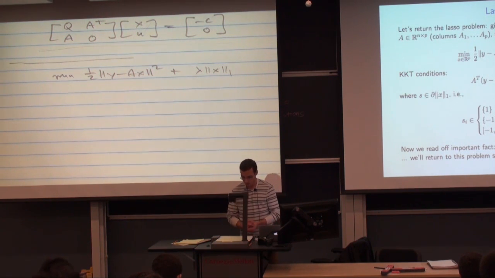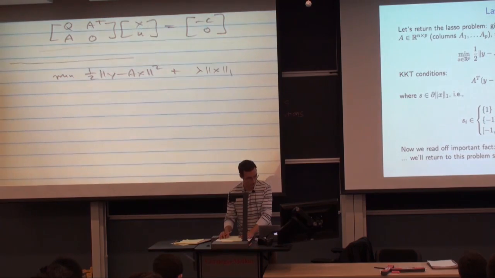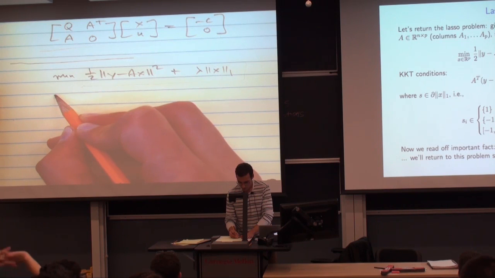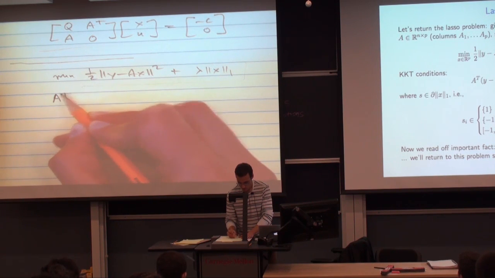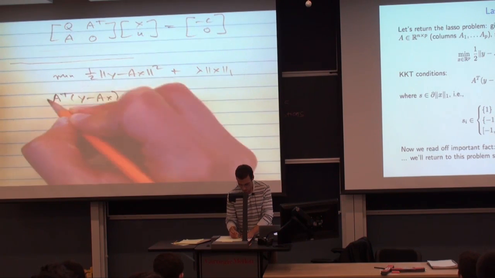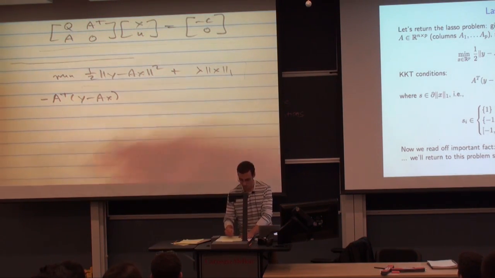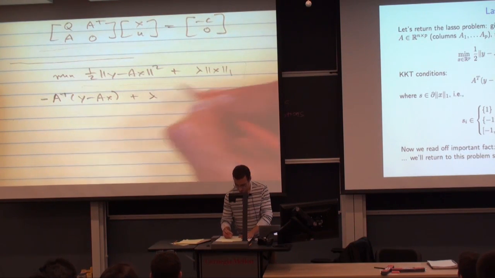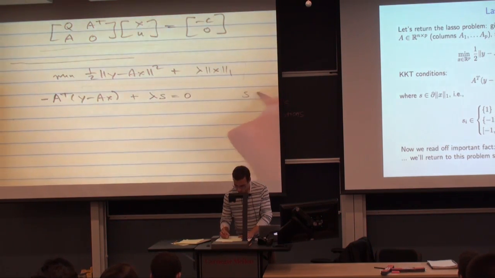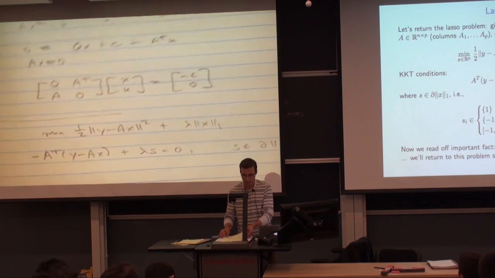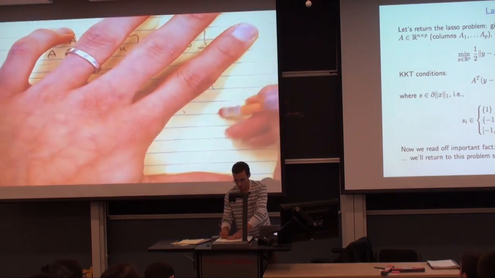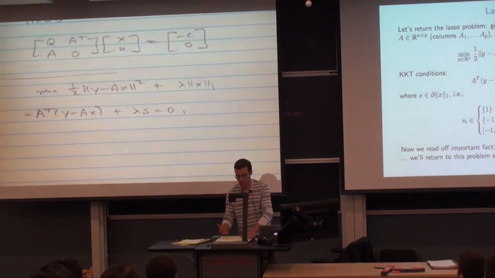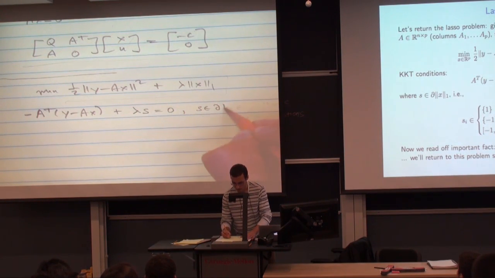So what are the KKT conditions? Again, let's look at the stationarity condition. There are no constraints here, so that just tells me that if I take subgradients of this, it has to be equal to 0. And that ends up being A transpose (y minus Ax), actually there's a minus sign there, plus lambda times s equals 0, where s is a subgradient of the one norm at x. So this is an example in which I called something the KKT conditions when it was really just that subgradient equation. I have no constraints, so there's nothing for complementary slackness or any of the other conditions.